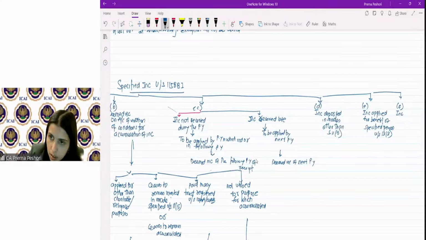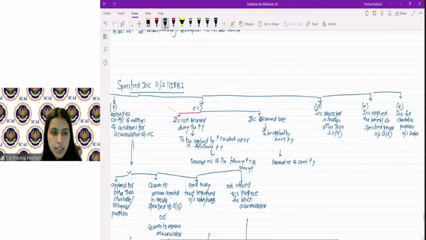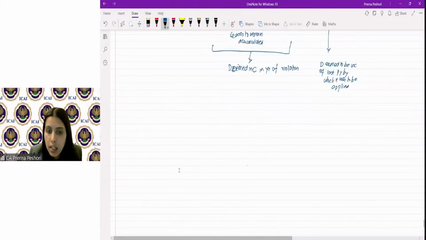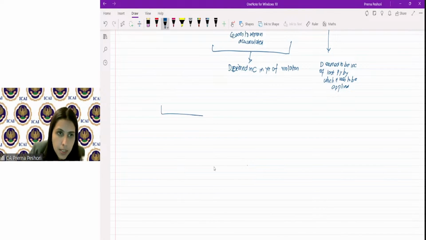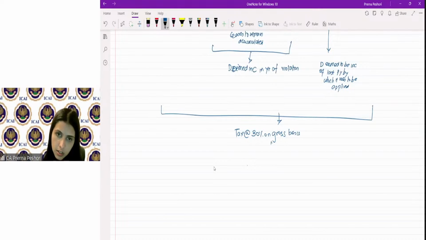So, income for charitable purposes outside India. So in these cases, there will be the specified income under section 115BBI, which will be at the rate of 30% on gross basis. So tax at the rate of 30% on gross basis, that is no deduction or expenditure is allowed. So no deduction or expenditure would be allowed with regard to this provision. Yes or no? Is it clear?